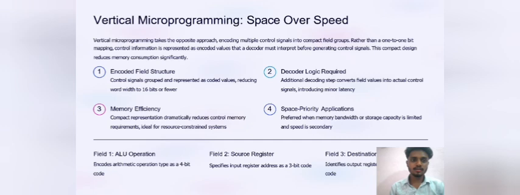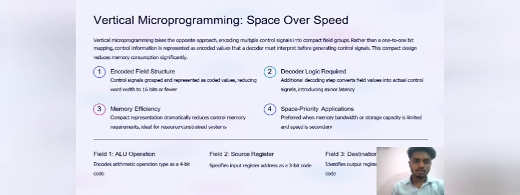Today I am explaining vertical microprogramming, space over speed. Vertical microprogramming takes the opposite approach, encoding multiple control signals into compact field groups. Rather than one-to-one bit mapping, control information is represented as encoded values that a decoder must interpret before generating control signals. This compact design reduces memory consumption significantly.